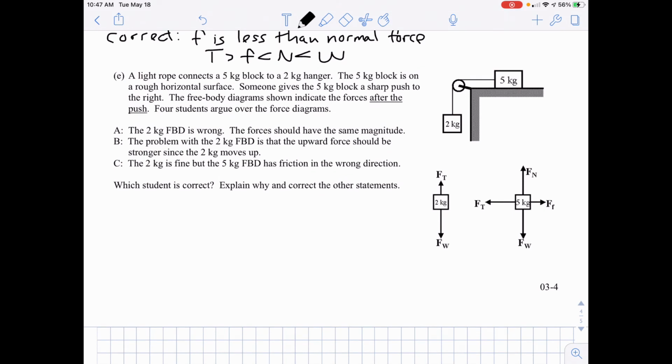And finally, part E. A light rope connects a 5 kilogram block on a horizontal surface to a 2 kilogram hanger. The 5 kilogram block is on a rough, horizontal surface, and someone gives the 5 kilogram block a sharp push to the right, this way. The free body diagrams are shown, indicate the forces after the push. The four students argue over the force diagrams.